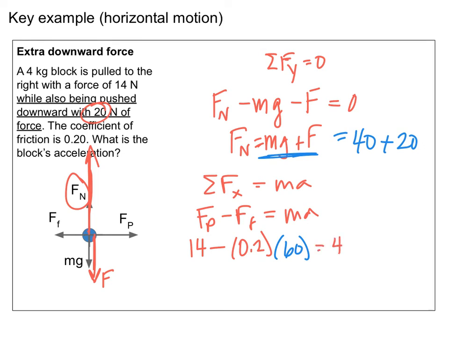My mass, 4 kilograms, times my acceleration. So 14 minus, now this ends up being 12. So 14 minus 12 is 2. 2 divided by 4 is 0.5. So that extra downward push changed the acceleration from 1.5 to 0.5 meters per second squared because the frictional force was bigger, because the normal force was bigger. The normal force is a measure of how much interaction there is between the two objects.